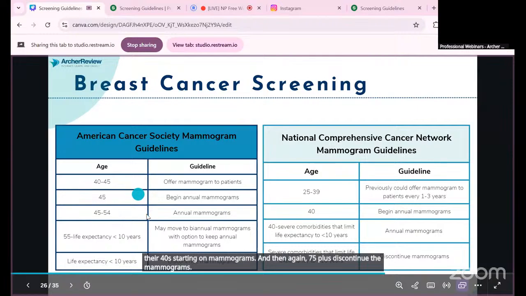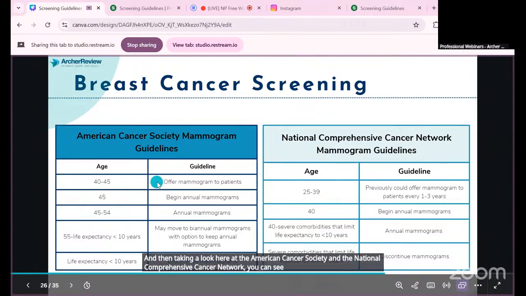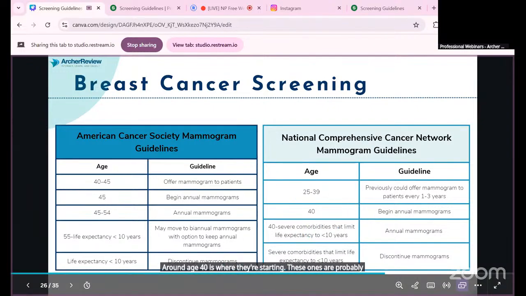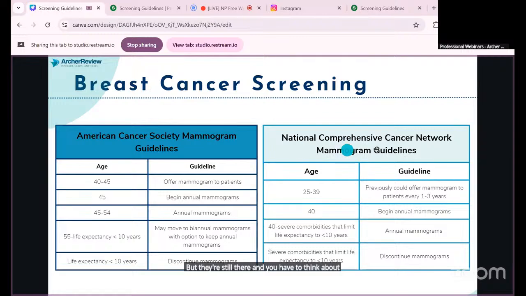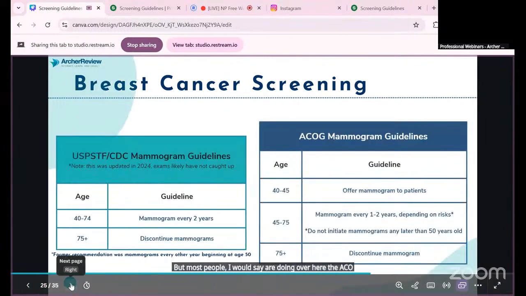And then taking a look here at the American Cancer Society and the National Comprehensive Cancer Network, you can see pretty similar. Around age 40 is where they're starting. These ones are probably not followed as closely, but they're still there. And you have to think about risk versus benefits. National Comprehensive Cancer Network used to offer them pretty young, but again, they've kind of changed that in recent months to start at 40. But most people, I would say, are doing the ACOG and the USPSTF. And again, I think in general, 40 is a pretty good consensus rule of thumb, starting those mammograms.